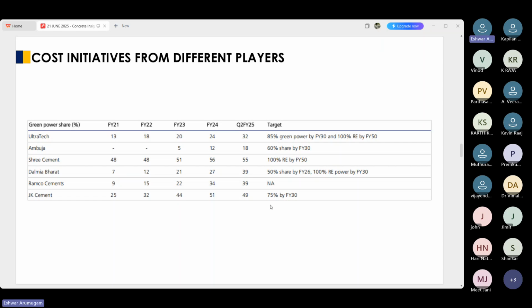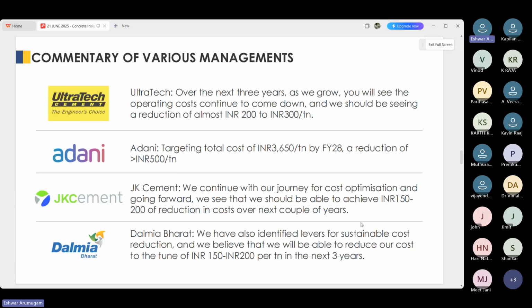Let's look at the next slide. And Ramco and JK are also having almost similar targets. So this is a commentary of various managements. If we look at the top two cement players, in their commentary they have talked about targeted cost reduction in the range of 300 to 500 rupees per ton over the next 3 to 5 years, from the current base.